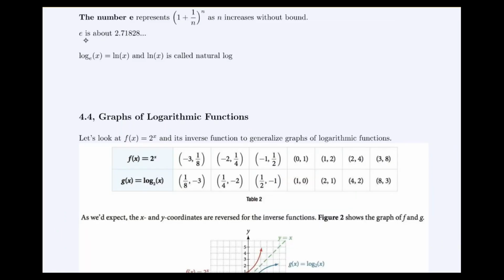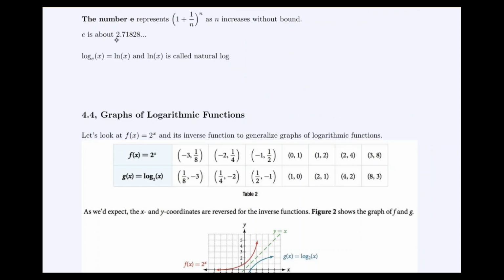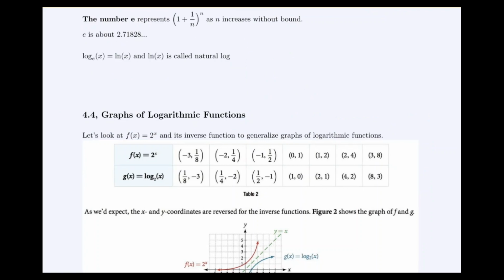Now we discussed e. E is a very interesting number. It will be important to remember that e can be approximated by about 2.718. So remember, e will always be represented by this number in our class. I recommend you take a moment to find that on your calculator as well. And if we ever want log base e, we're just going to write it as ln of x, and we would call that the natural log of x.